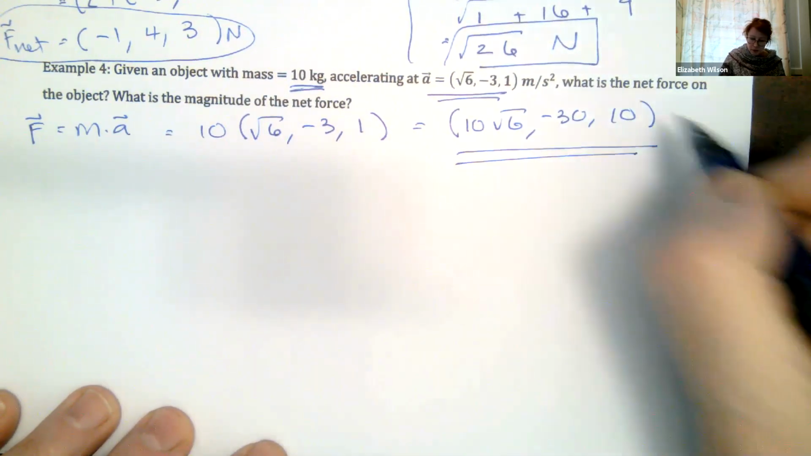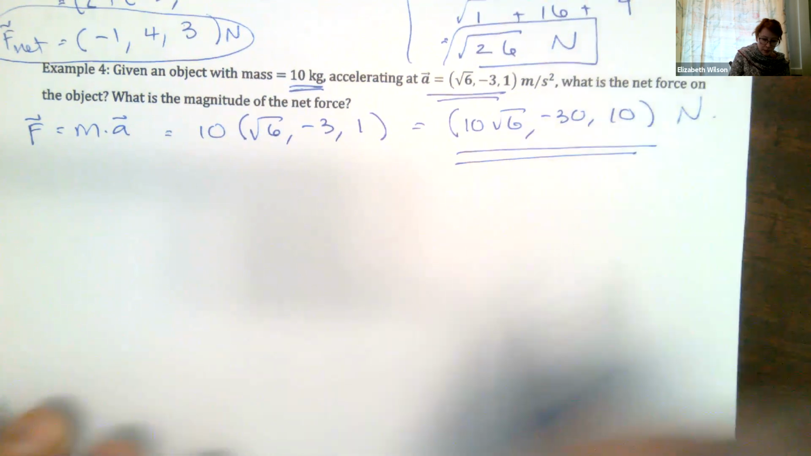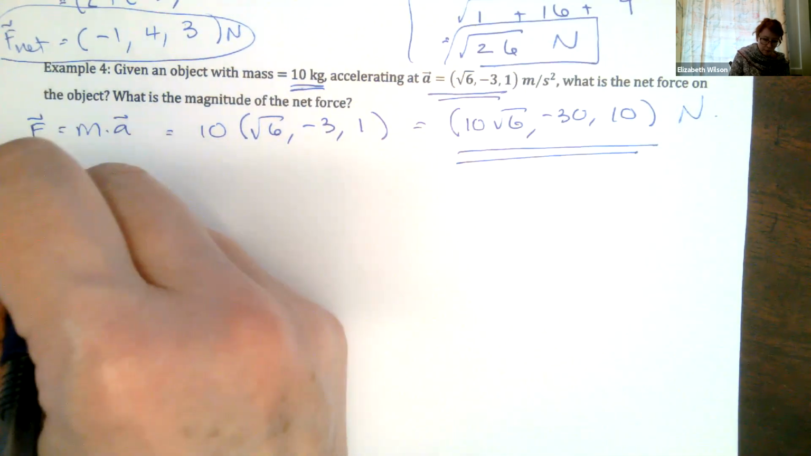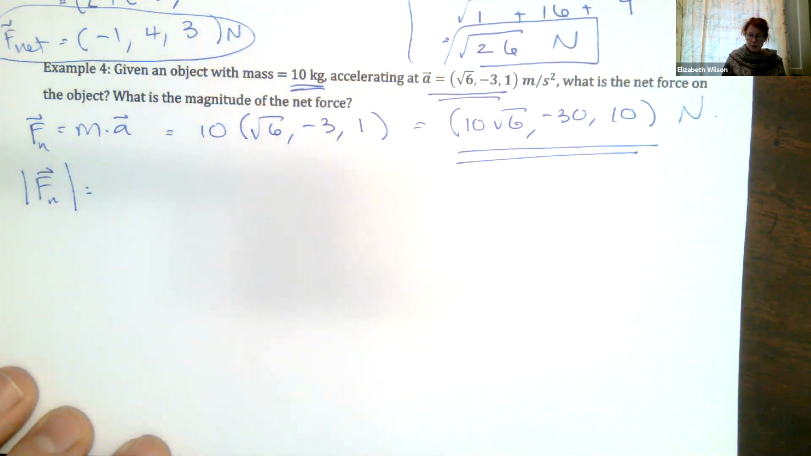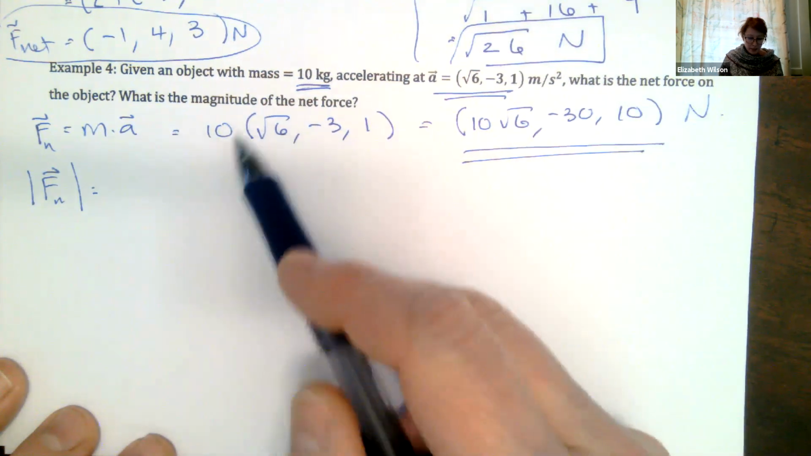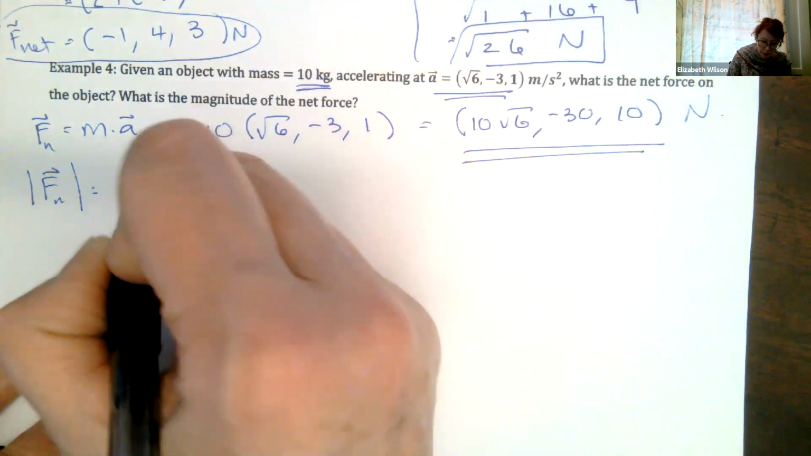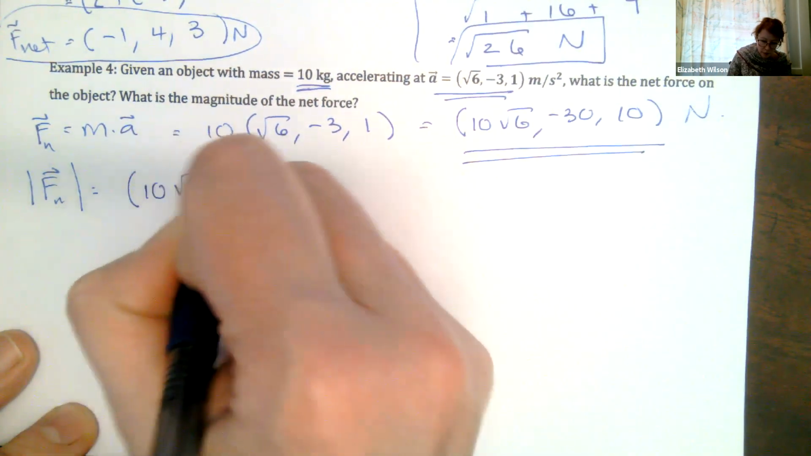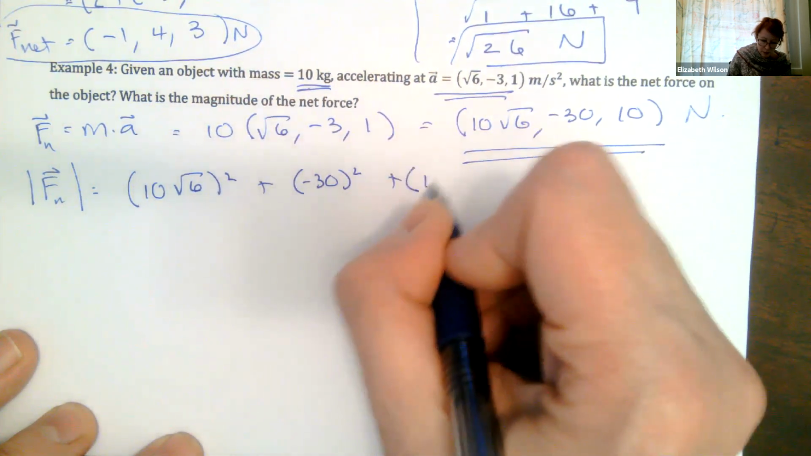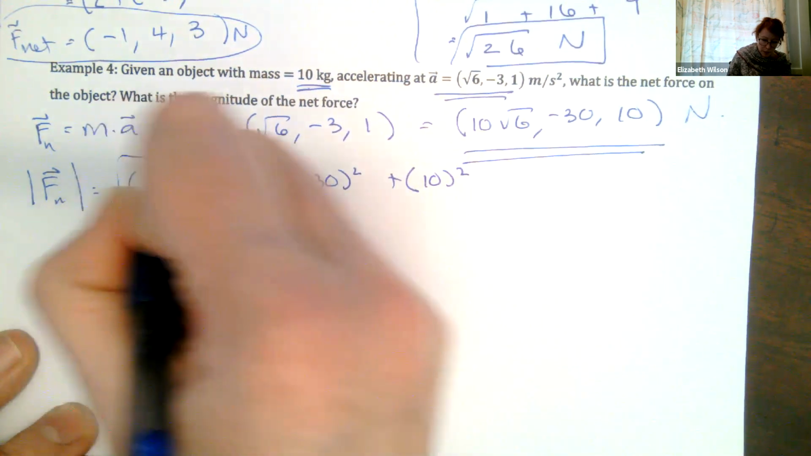Now, this is in newtons. Okay, now if I want to take the magnitude of my net force, let's say net, right? The magnitude, we're going to do it the long way, and you can see how if we factored out a 10, what it would look like. So the long way is the square root of 10 radical 6 squared plus minus 30 squared plus 10 squared. Sum it all up, square root it.